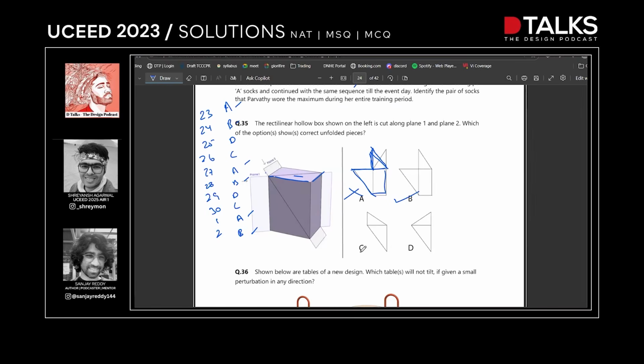Then option C, you see it. There are two triangles there. So that means it's not the bottom part, or no, it can be the bottom part too. My bad. If it is the bottom part, there's going to be something like this on the bottom. So if you open it, it's going to be something like this.